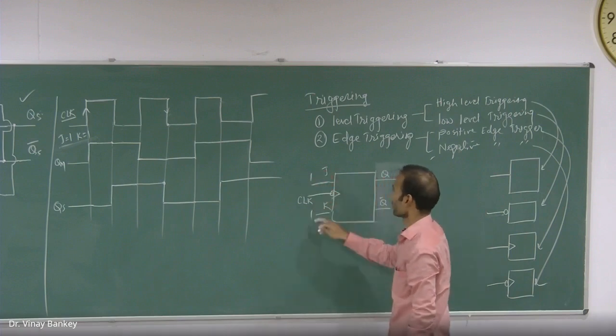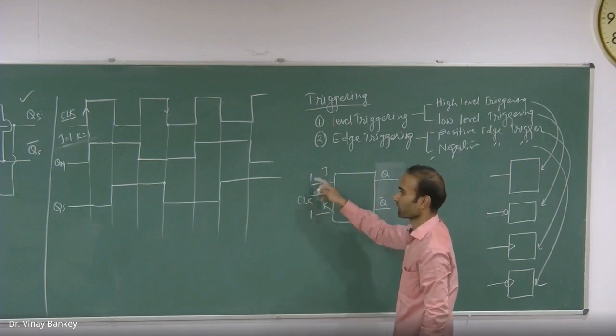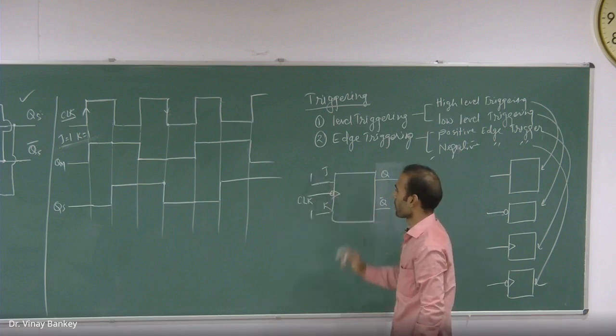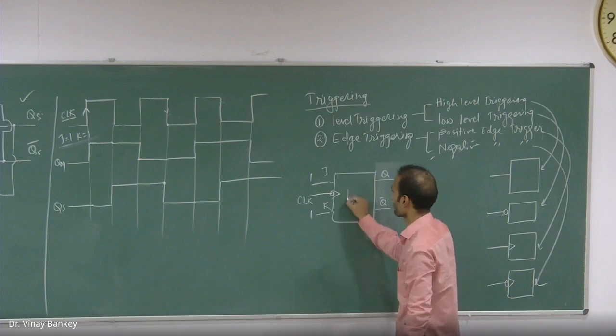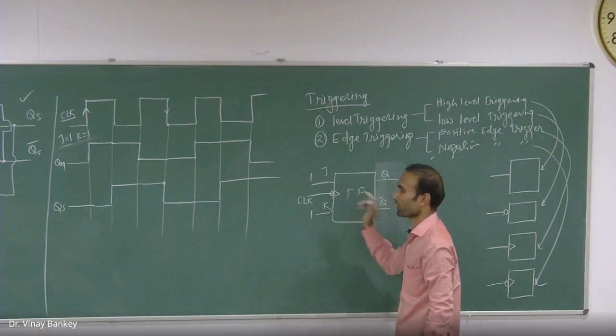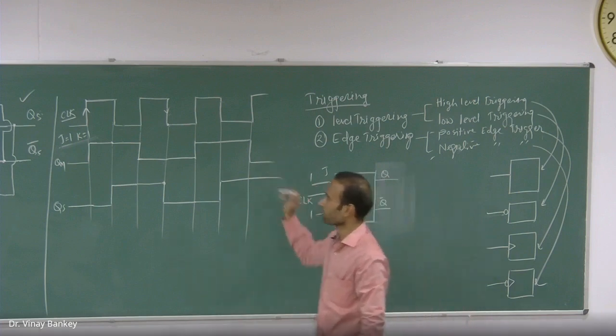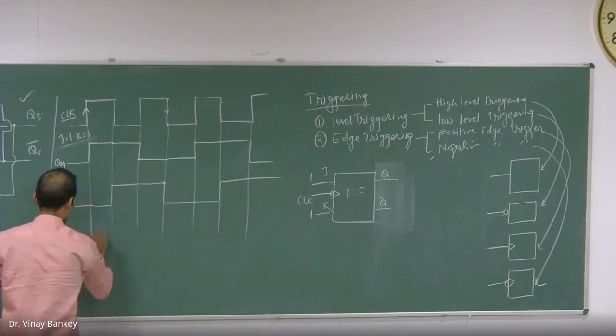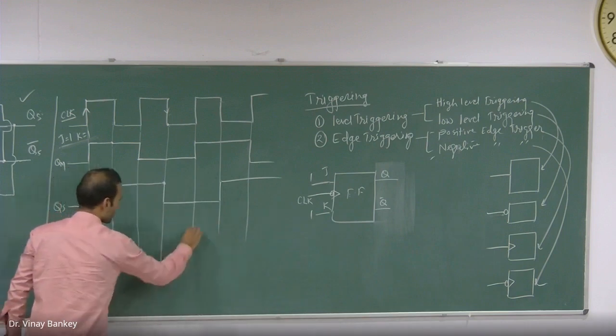I will put 1-1 because we are very interested in this 1-1 combination of the JK flip-flop. And I say it will change its state when it sees a negative edge. Negative edge means from high to low. So now my J and K are both 1-1.